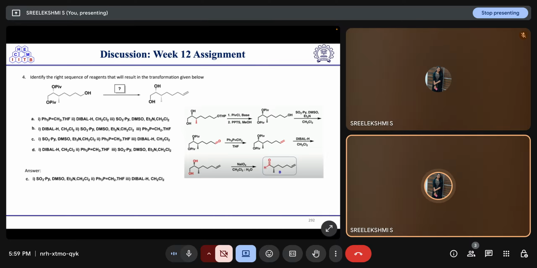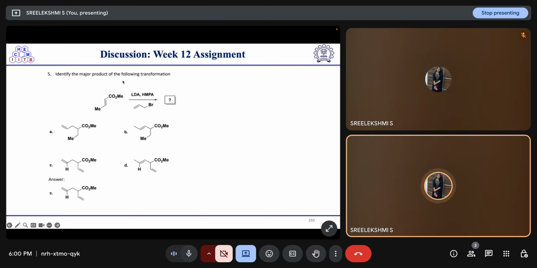So here the correct sequence of reactions is, firstly, this alcohol is oxidized using this Parikh-Doering oxidation to get this aldehyde, followed by this methyl-Wittig olefination to get this alkene. Then DIBAL-H will deprotect both the pivalyl esters to give this diol. So here the correct answer would be option C: first oxidation, then methyl-Wittig, and then DIBAL-H reduction for the deprotection of the pivalyl ester groups. So the correct answer would be option C.